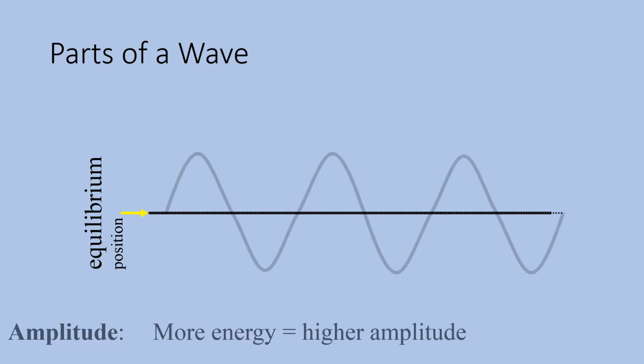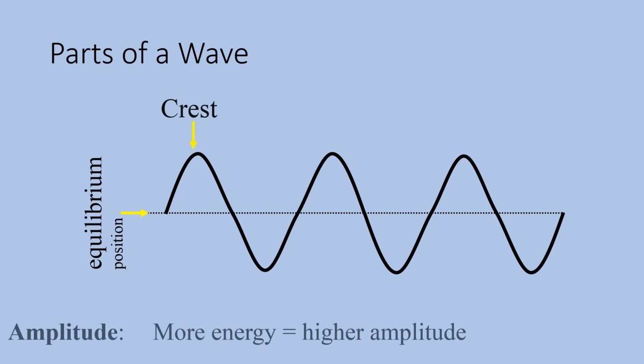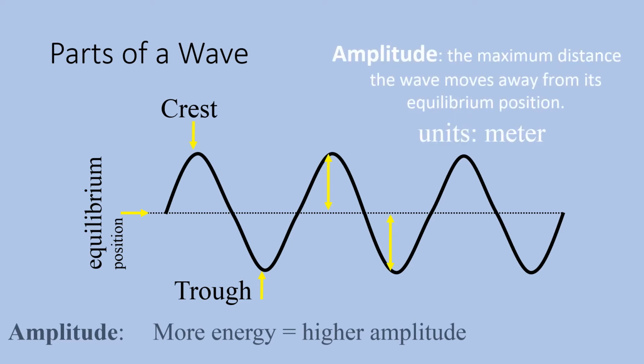All right, here we can see the anatomy of the wave. We have the crest, which is the high point of the wave. We have the trough, which is the low point of the wave. And then we have the equilibrium position, sort of like the neutral position in the center of that wave. And if we talk about amplitude, we're talking about the maximum distance the wave moves away from this equilibrium position. And that's measured in meters. More energy will equal a higher amplitude.